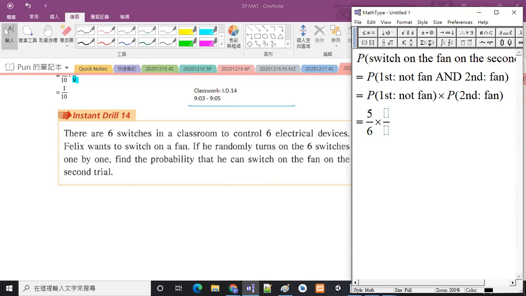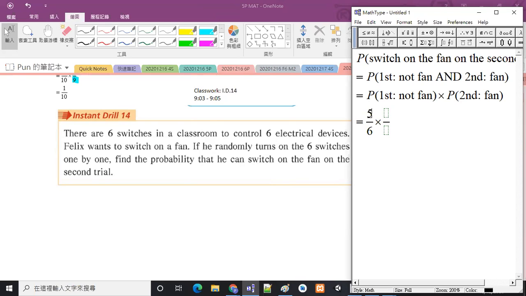Okay? And for the second trial, after choosing the first switch, which is not a fan, will Felix choose the same switch again? Of course not. So after confirming that switch is not a switch controlling the fan, he will not try that switch again. He is not so stupid, right? Okay, so a normal person will not try the same unsuccessful trial again, right?